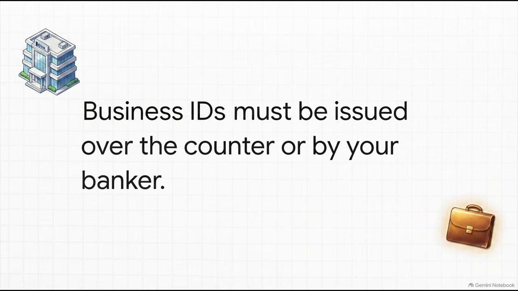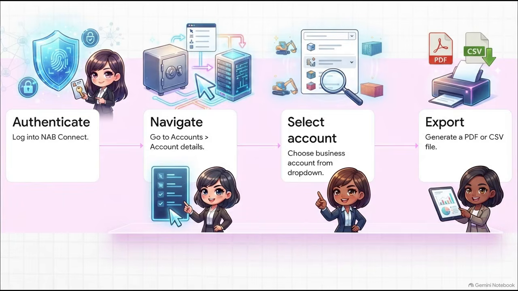Unlike personal profiles, where you can easily just grab your digital key off your phone, your business NAB ID absolutely cannot be found in the mobile app. It's highly restricted for security reasons. You have to get it directly from your designated business banker or have it issued over the counter at a local branch. So if you've been pulling your hair out with navigation problems trying to find it digitally, that is exactly why.